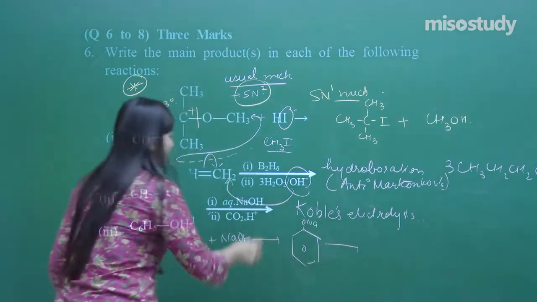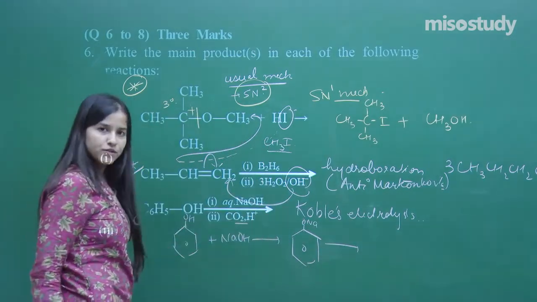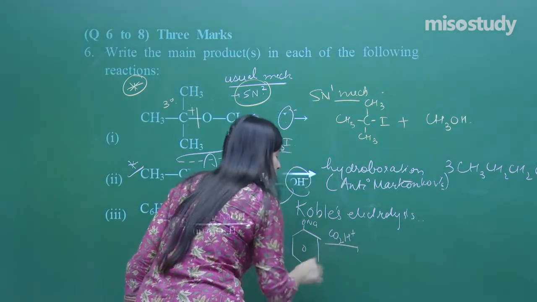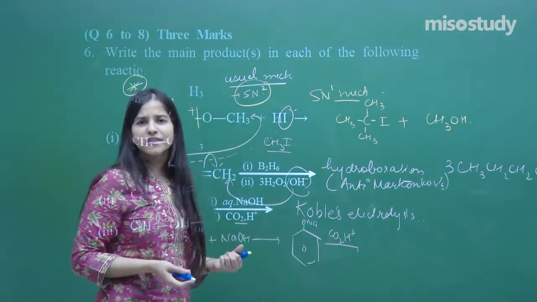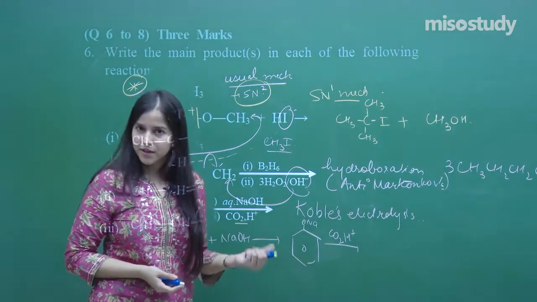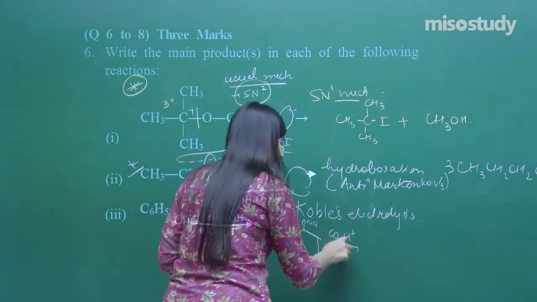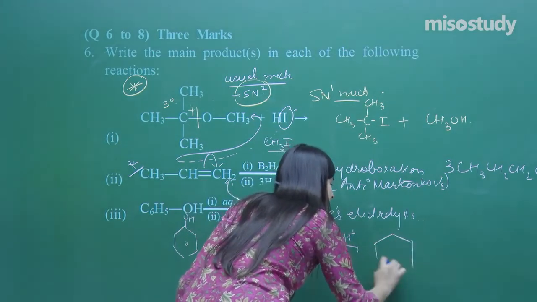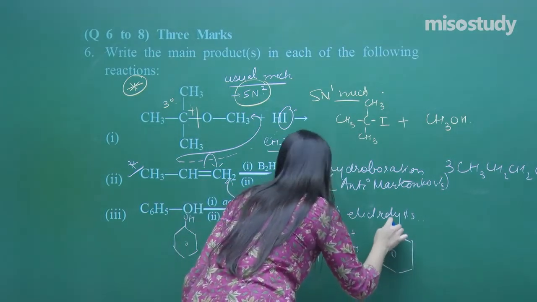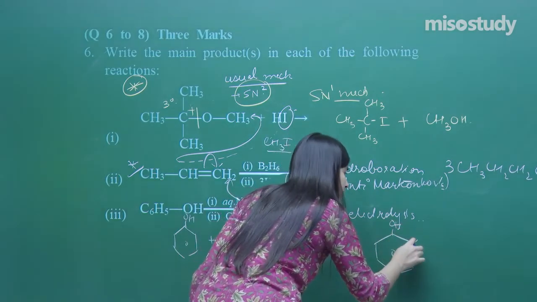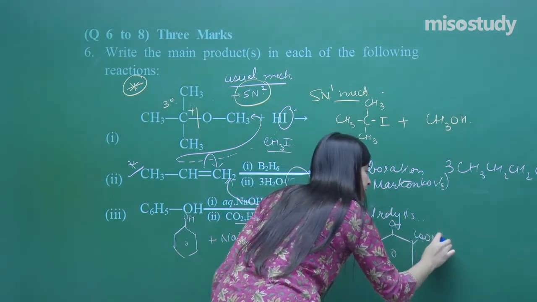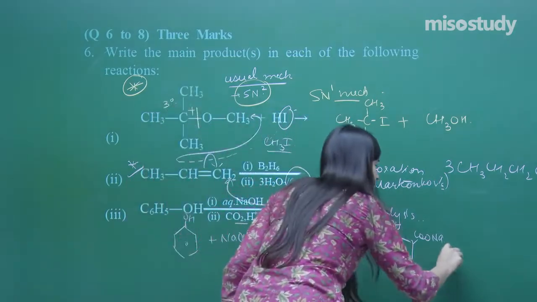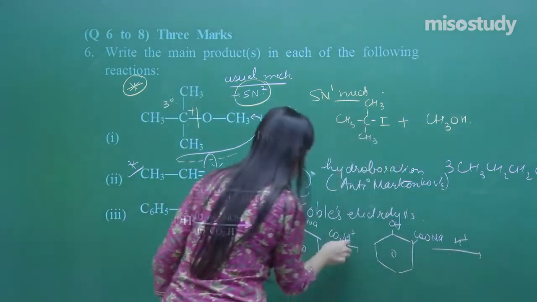Then what will happen? Second step, CO2 in the presence of H positive. And you know what the reaction conditions are? 400 Kelvin temperature, 4 to 7 atmospheric pressure. Fine. And what do we get? So basically in the initial step I get OH and this sodium salicylate. Sodium salicylate, H positive comes up next.